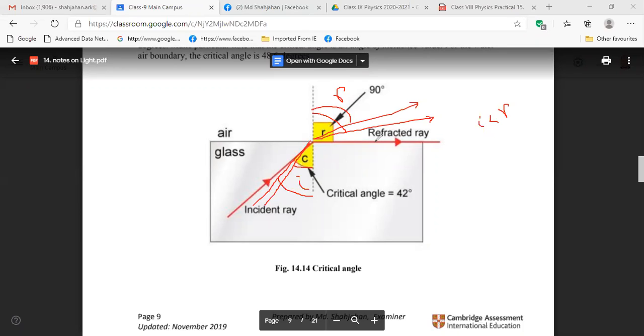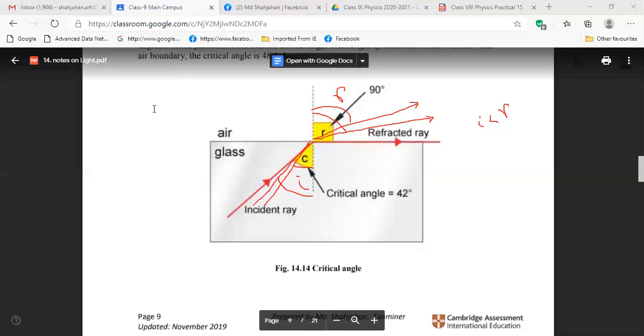Sir, if the refracting angle is 90 degrees, then the incidence angle will be critical, no, sir? Yes, yes, yes. Refracting angle. Okay, sir. Understood.